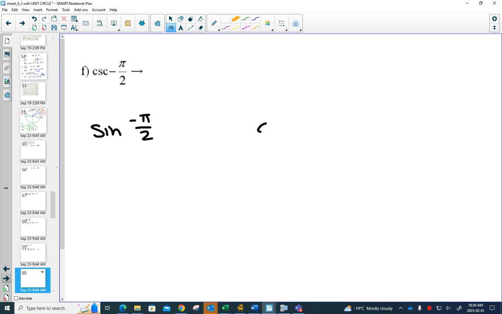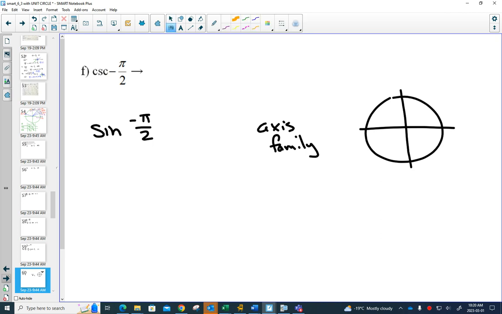If you have your axes family, pi over 2 is part of your axes family. I think the axes family is easiest just to think about where is negative pi over 2. That's where negative pi over 2 is. We are looking for sine. Sine is the y coordinate. So if you have your axes family, just think about the points that are on your axes. Sine would be negative 1, so cosecant would be 1 over negative 1, which is still just negative 1.